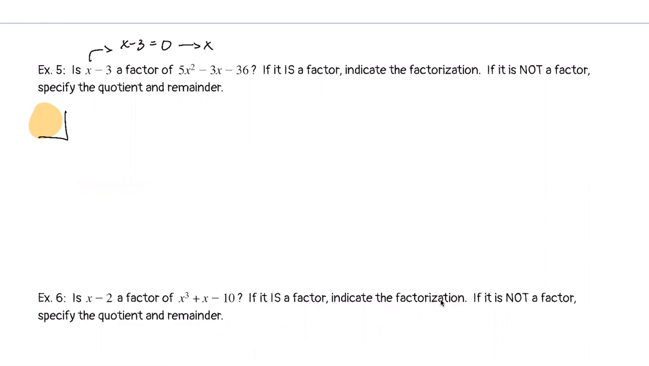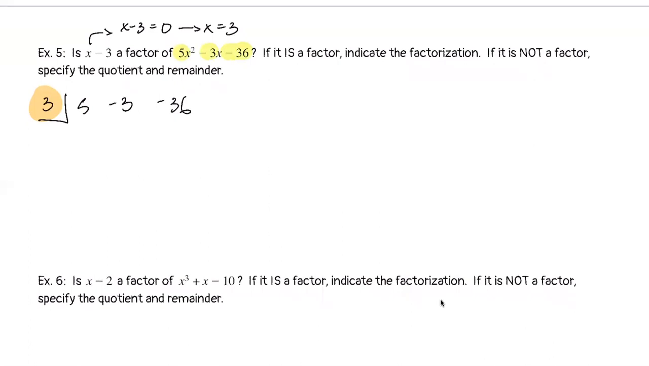And this is a pretty straightforward one to solve. We get x equals 3. 3 goes inside that little right angle thing. Okay, what about the numbers after that? Well, I've got these coefficients that I need to take. 5, negative 3, and negative 36.